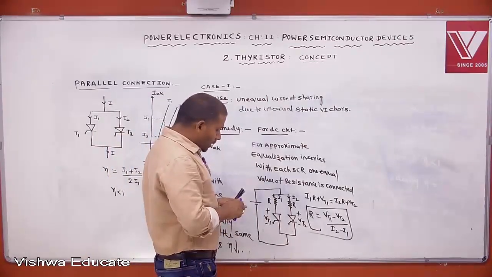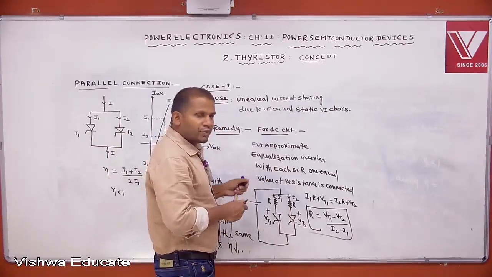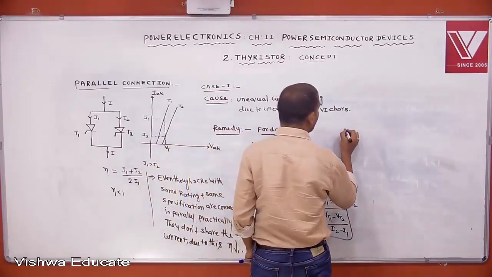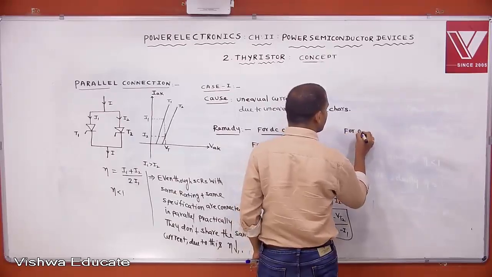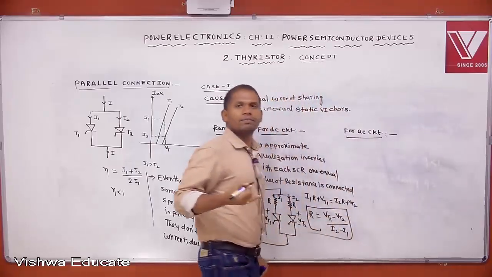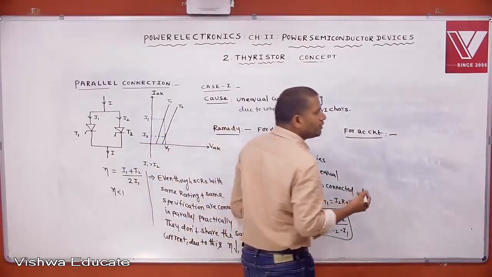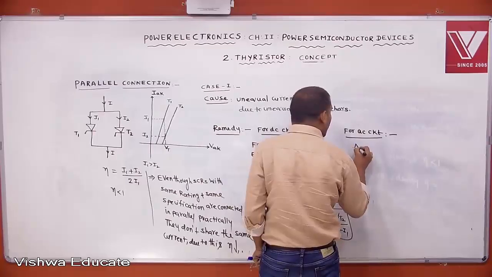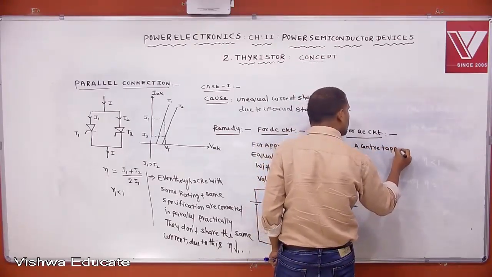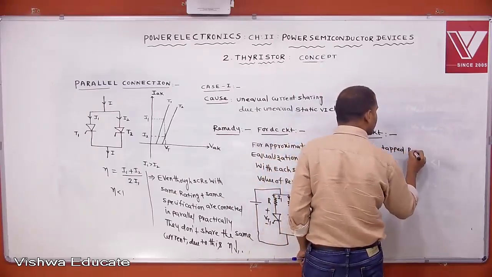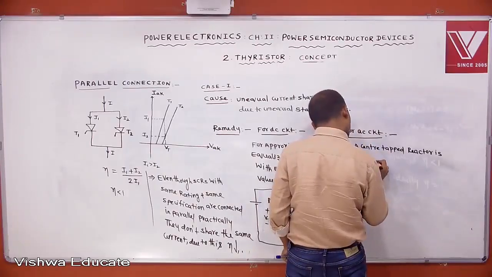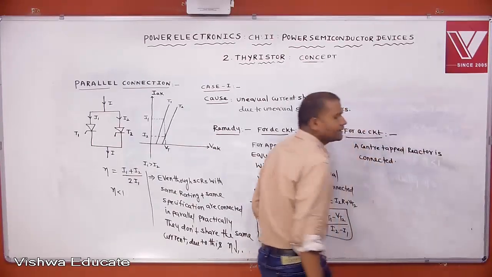But if the same circuit is operated for an AC supply, here I am giving DC. If the thyristor is operating for an AC circuit, now what can you do? A center tapped reactor is connected. The remedy for this problem, for an AC circuit, is that a center tap reactor is connected.